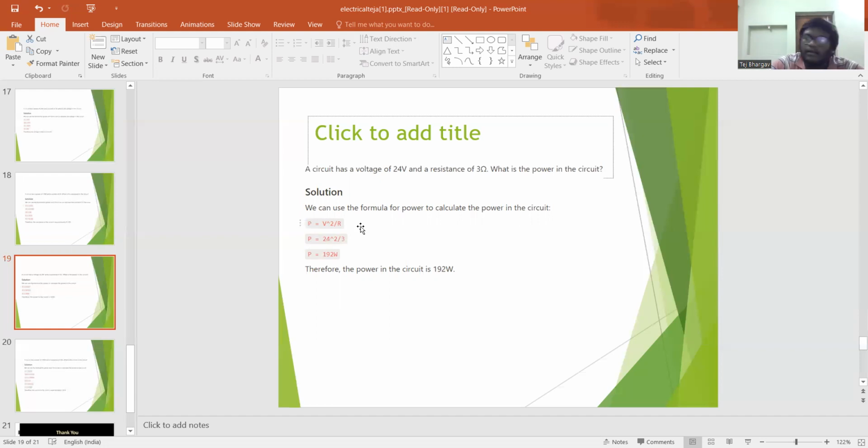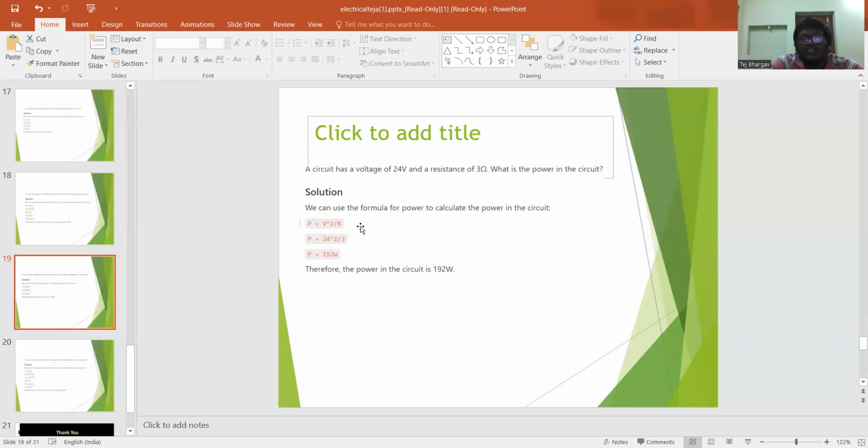See here again, two types of formulas majorly influenced this problem. We know the basic formula P is equal to VI, and from Ohm's law we know that V is equal to IR. From there, I is equal to V by R. So in place of I in P is equal to VI, we put V by R. So here it is V square by R. P can also be written as V square by R. As per the given question, V is 24 and R is 3, so V square is 24 square by 3.